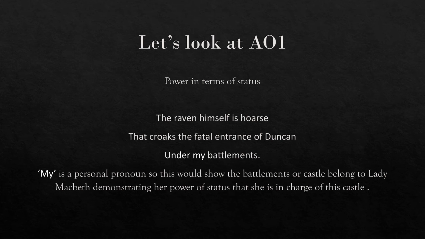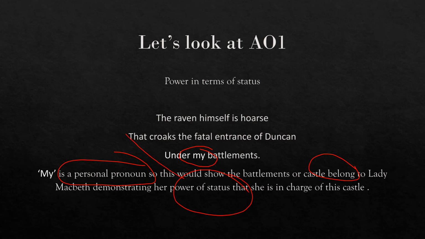I'm going to look at the third line, and I'm going to look at the word "my". "My" is a personal pronoun, so this would show that the battlements or castle belong to Lady Macbeth, demonstrating her power and status, which is one of the suggestions for AO1.